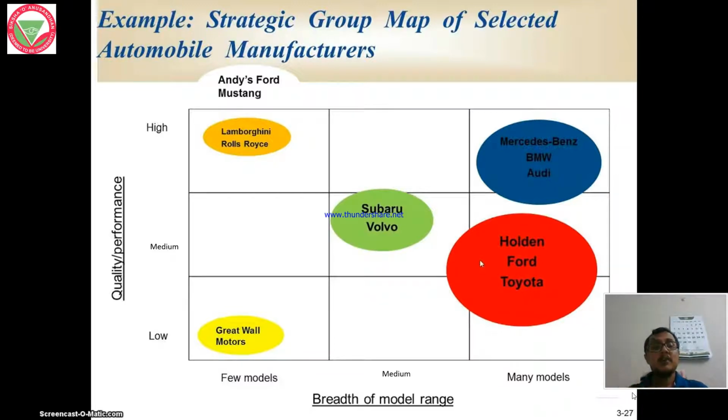Then, high product quality with high model range. There come Mercedes-Benz, BMW and Audi. Do you know the full form of BMW? It stands for Bavarian Motor Works. So Mercedes-Benz, BMW and Audi, though they have high quality, high performance, also have many models to offer. Therefore, they have been kept at the right hand side topmost position.